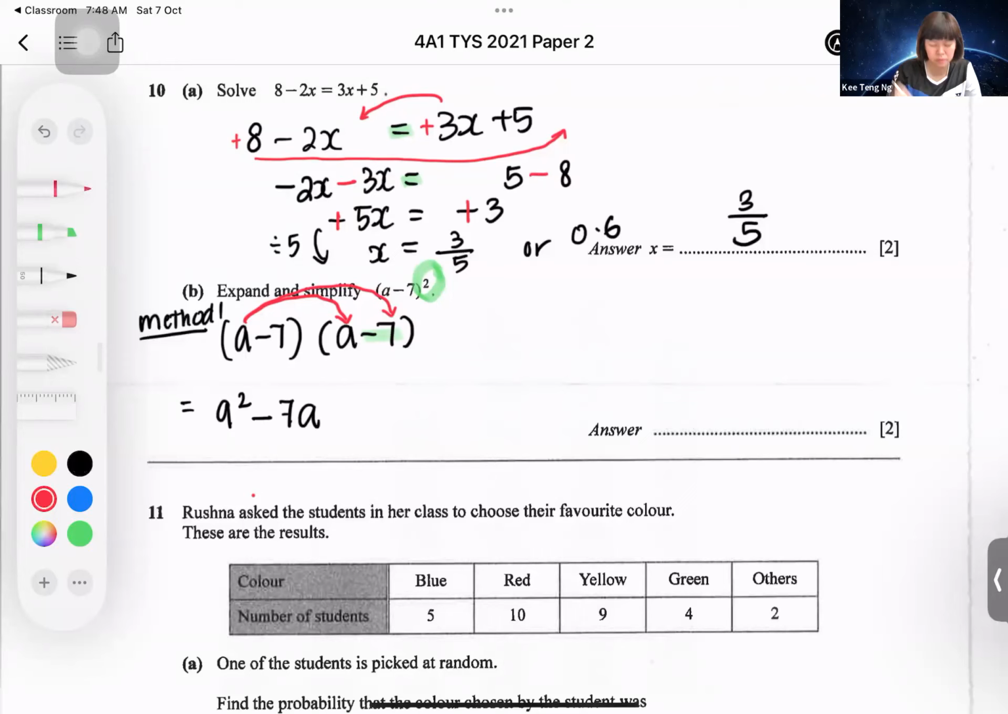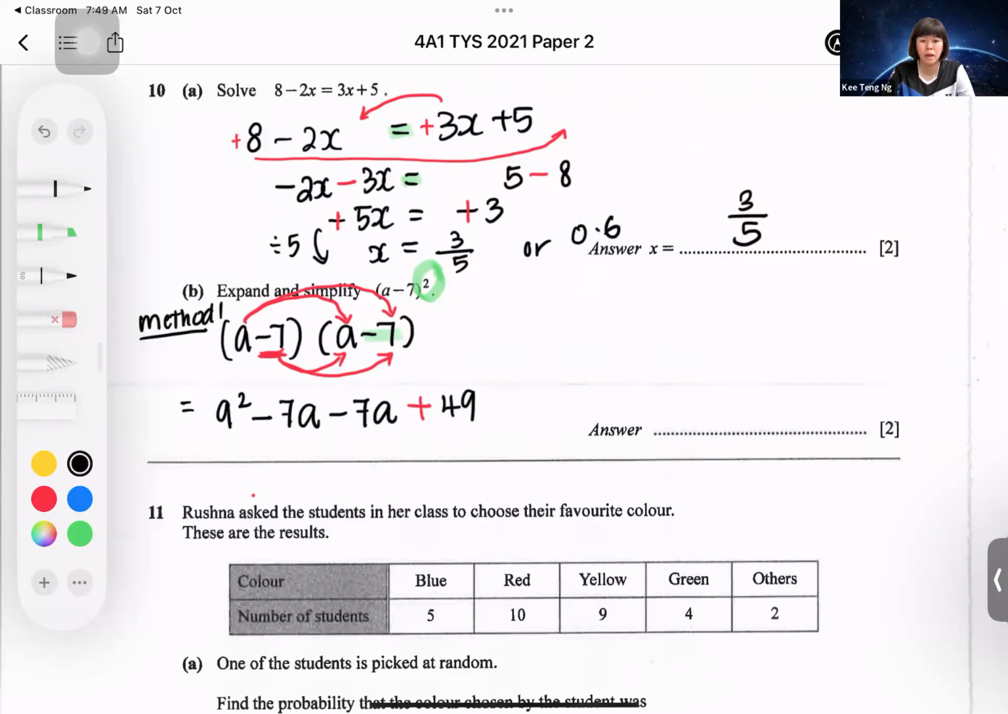Next one, negative 7 times A. This will be negative 7A. Last but not least, negative 7 times negative 7. Negative times negative becomes positive. 7 times 7 is 49.